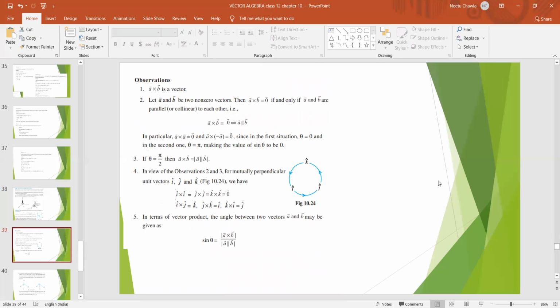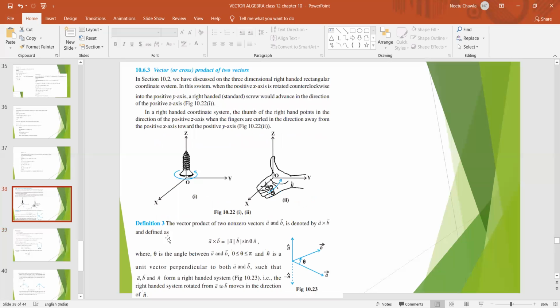So let us move down. What are the observations? We read the observations of the dot product also one class back. Now we'll be learning for the cross product. A vector cross B vector is a vector, whereas in the scalar product it was a magnitude which does not have any direction. Now the second point: let A and B be two non-zero vectors, then A cross B is equal to 0 if and only if A and B are parallel to each other.